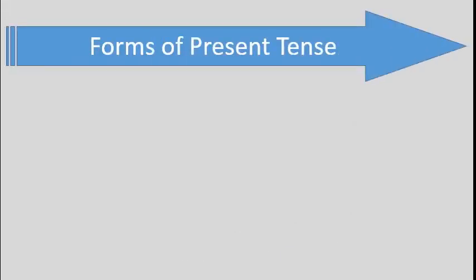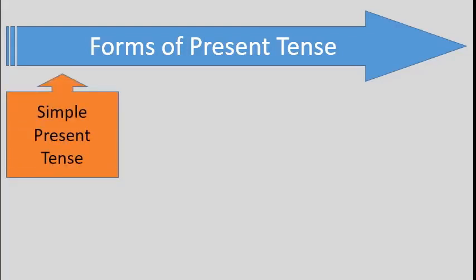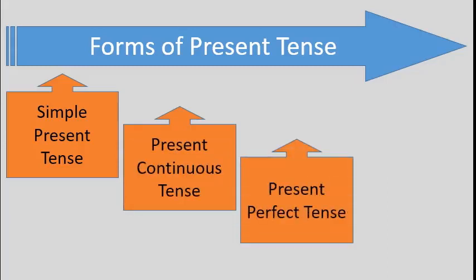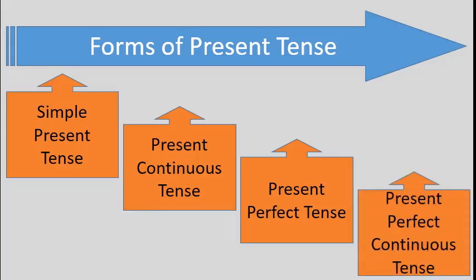These kinds are further divided into different forms. They are divided into 4 forms. So let's see the forms of present tense. Number 1, present simple tense or simple present tense, or we can say present indefinite tense. Number 2, present continuous tense. Number 3, present perfect tense. And last, number 4, that is present perfect continuous tense.